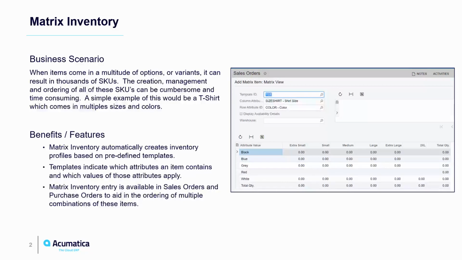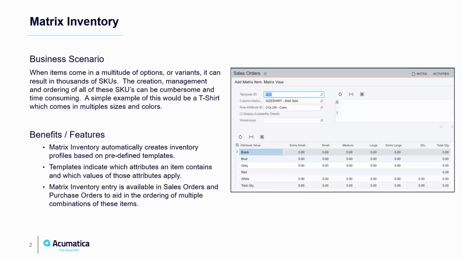So in version 2020 R1, Acumatica has introduced Matrix Inventory. Matrix Inventory enables the creation and management of these types of items in a much more efficient manner. Item profiles are created automatically based on templates. Templates are also used to indicate which attributes and which attribute values apply to an item.